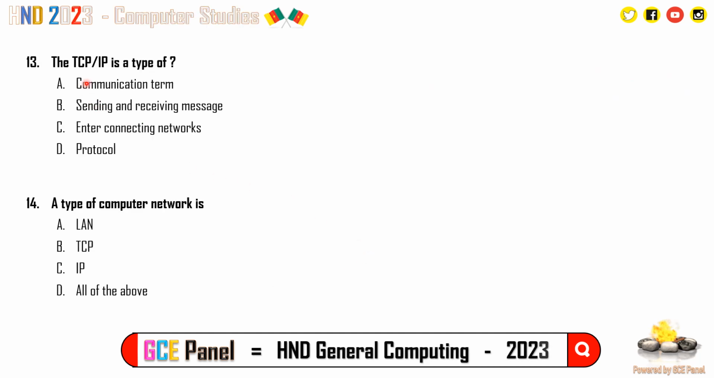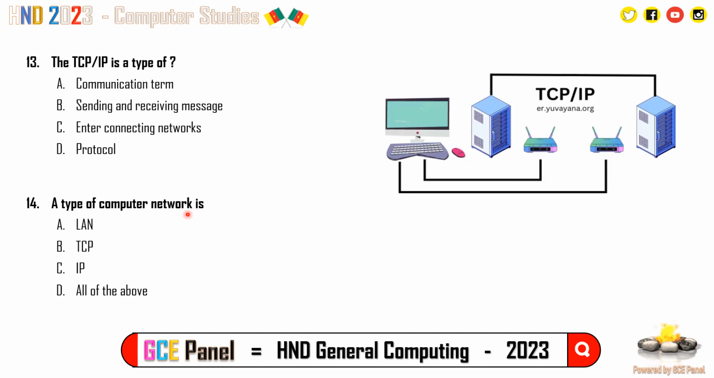Question 13. The TCP/IP is a type of, so we have talked about TCPs and IPs. What's the full meaning of TCP? Transmission Control Protocol. Okay? And what is IP? Internet Protocol. So the TCP/IP is a type of protocol, as you can see already. So it's a protocol, okay?